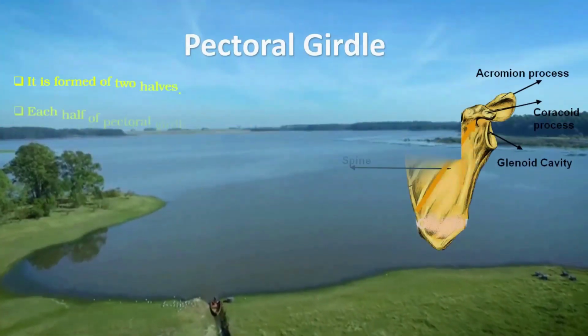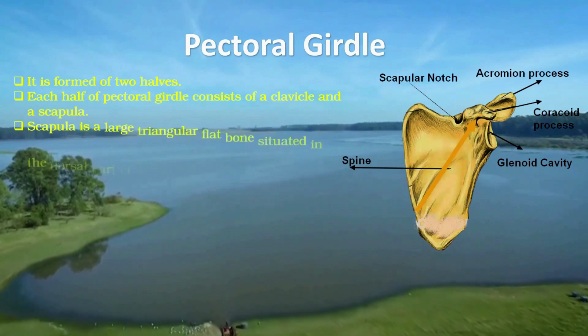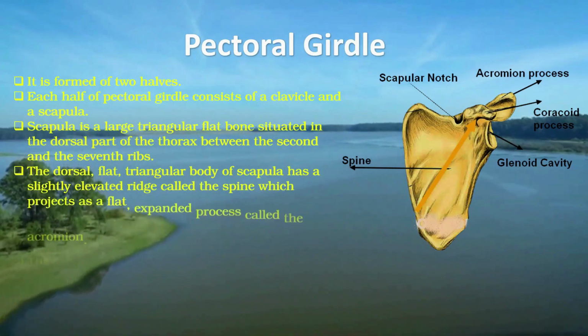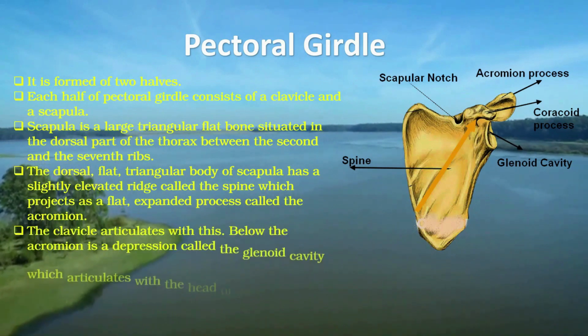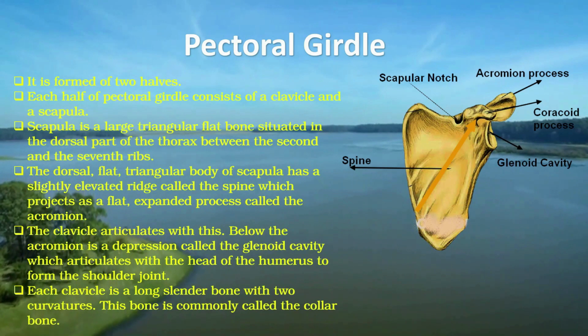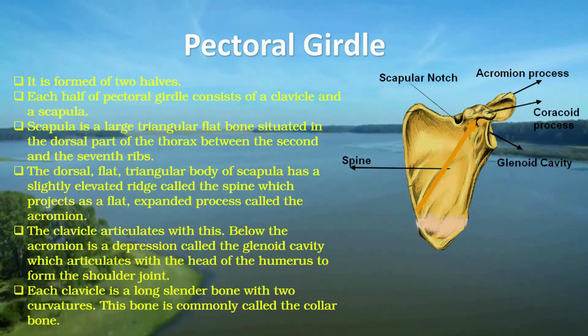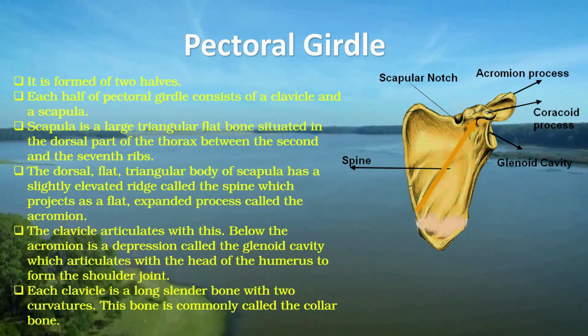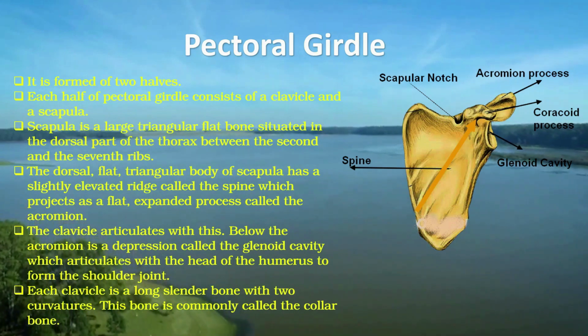Pectoral girdle. It is formed of 2 halves. Each half of the pectoral girdle consists of a clavicle and a scapula. The scapula is a large triangular flat bone situated in the dorsal part of the thorax, between the 2nd and the 7th ribs. The dorsal, flat, triangular body of the scapula has a slightly elevated ridge called the spine, which projects as a flat, expanded process called the acromion. The clavicle articulates with this.